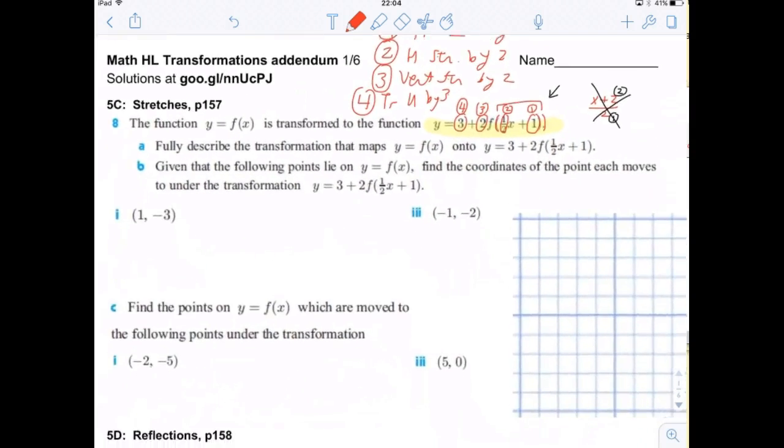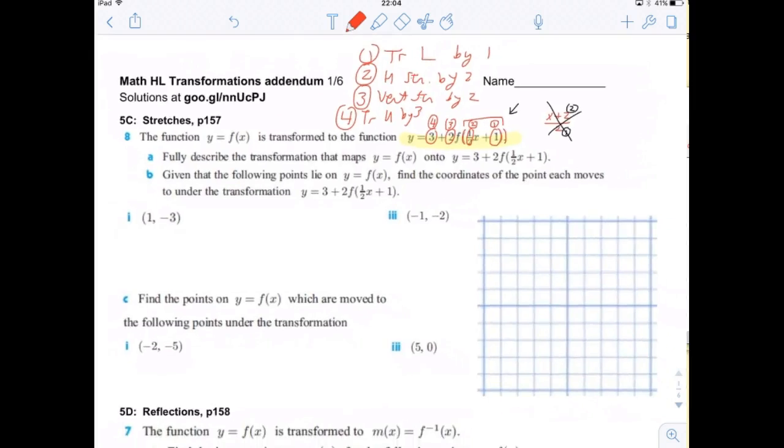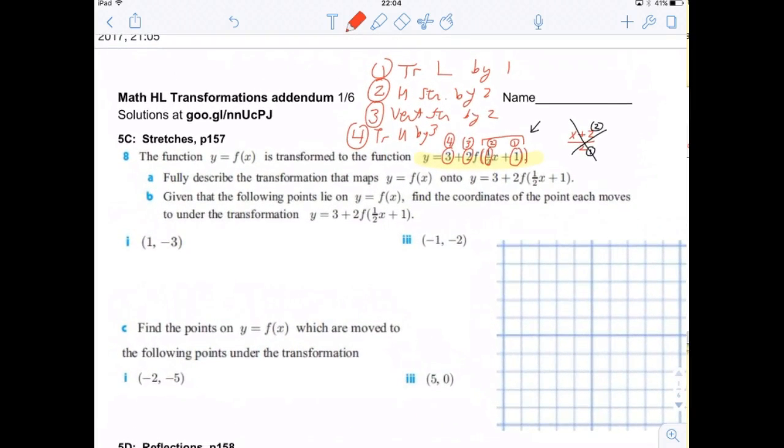So we did A. Now B, it says, given the following points lie on f of x, find the coordinates of the point each moves to under the transformation, and they give us the same transformation. So first we're going to do it for 1, negative 3. Okay? So the first thing that's going to happen to 1, negative 3 is we're going to translate left by 1. So the x coordinate, instead of 1, is going to be 0, right? So we'll go 0 and then negative 3. The y coordinate does not change under translation to the left.